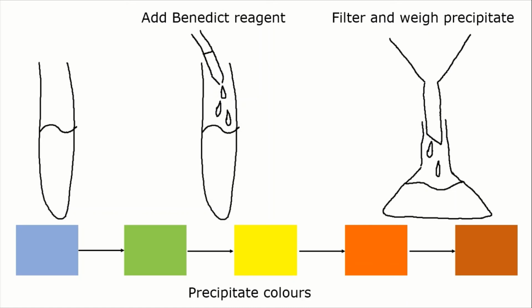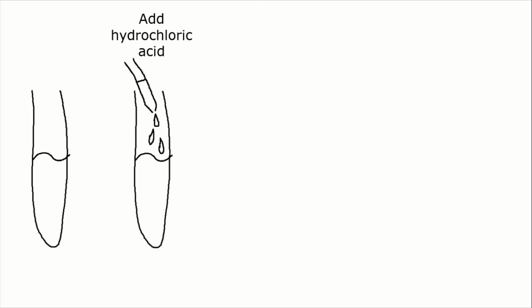However, if we perform this test and a blue precipitate is obtained, it doesn't rule out that there could be a non-reducing sugar present in the solution. So to test to see if there is a non-reducing sugar present, we perform the following test. We take a new sample of our test solution, and this time we add hydrochloric acid, and it is then put into the water bath for around 5 minutes, and this needs to be a water bath that's been brought to the boil.